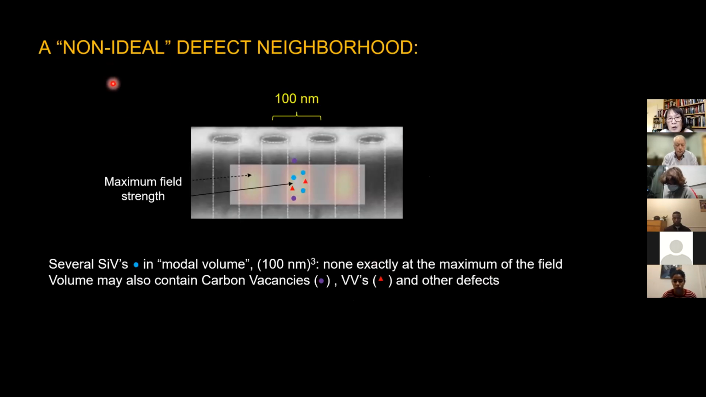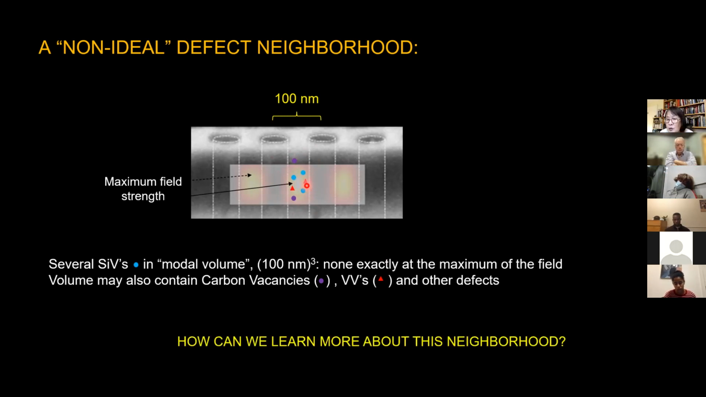This is the cavity that I talked about before. I talked about tuning into resonance with one silicon vacancy, which is this blue. And that silicon vacancy, I really didn't know exactly where it was. I knew that it probably wasn't at the sweet spot of the cavity because there were different things I would expect. But in point of fact, this is what the neighborhood might look like: a whole bunch of defects hanging out in the same area where I want to pick out a unique signature from a silicon vacancy. So what can I do? How can we learn more about this neighborhood?